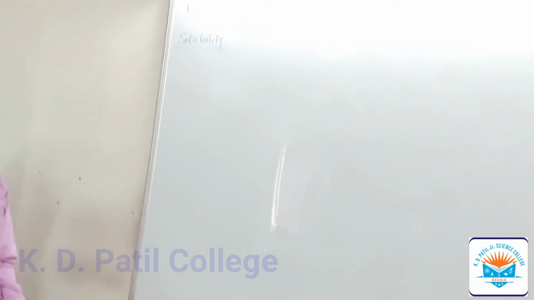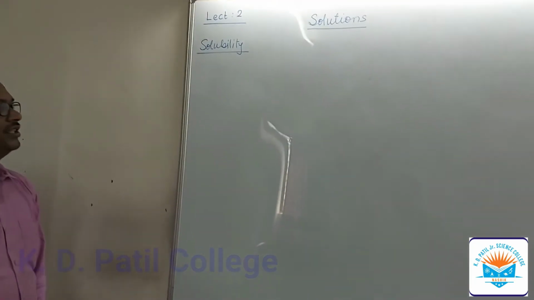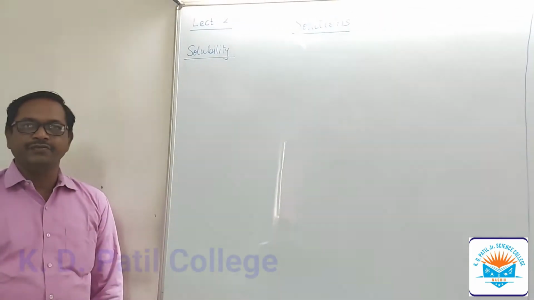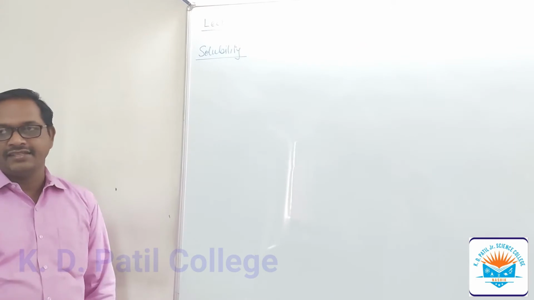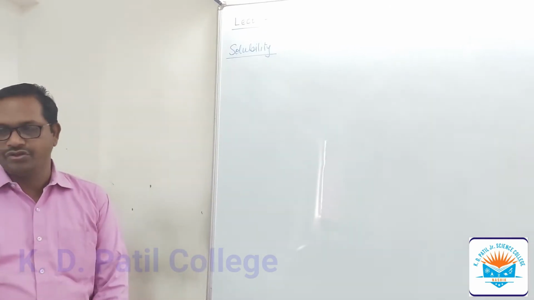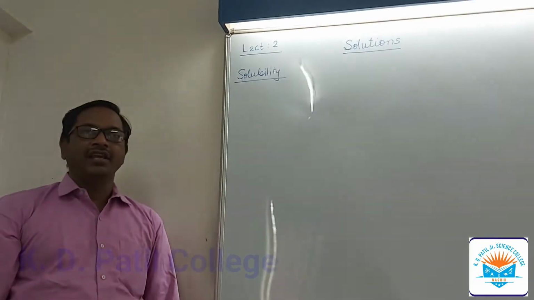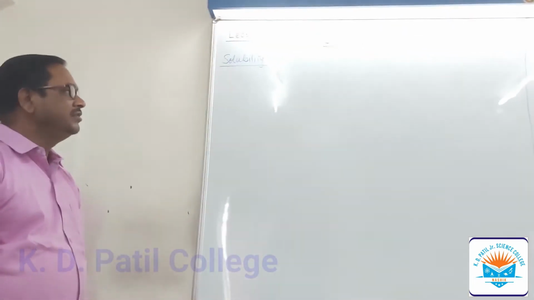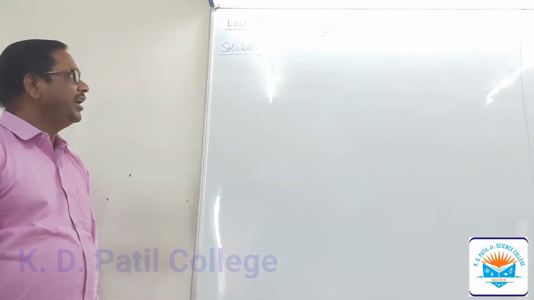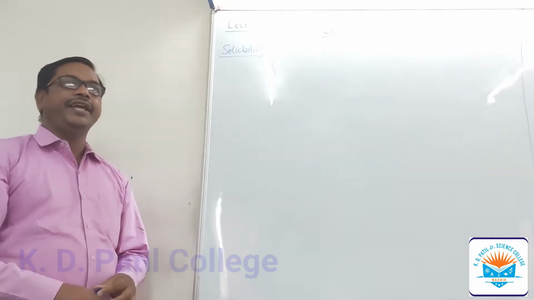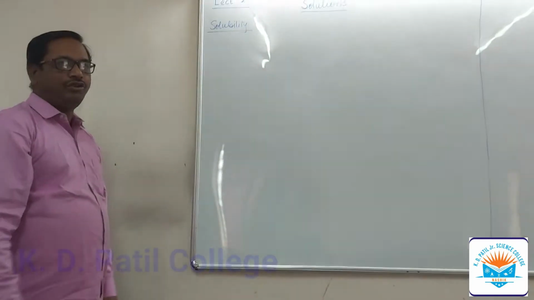Solubility. As we defined, a homogeneous mixture of two or more substances is known as a solution. Now what is solubility? When we prepare a solution, the solute gets dissolved in the solvent, and during that a homogeneous mixture is formed. Therefore, what is solubility?